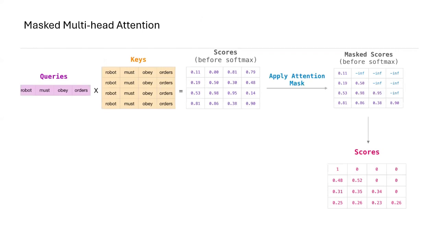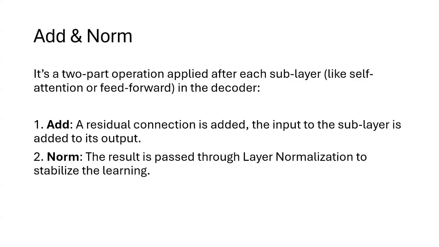So how does masked multi-head attention happen? First we have queries, keys, scores, and then we get attention scores. We apply the attention mask, then we apply the softmax function, and we get only the attention scores related to the current word or previous words. Okay, this is what masked multi-head attention is.